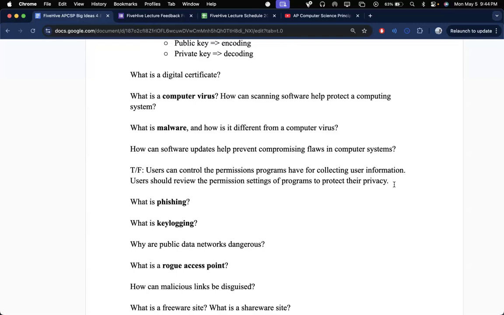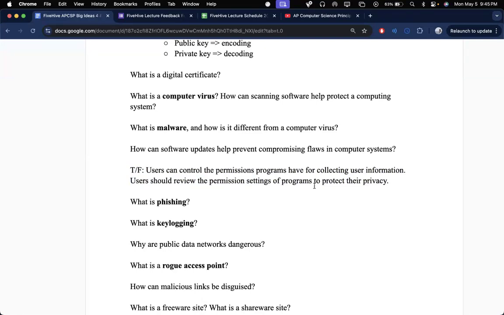Let's see. So Armand's saying that sometimes they don't give you permissions. So I think the idea is that... Mars says, "Am I supposed to do?" Yeah, you can do the spoiler if you want. You don't need to though. For true or false questions, it's not a big deal.